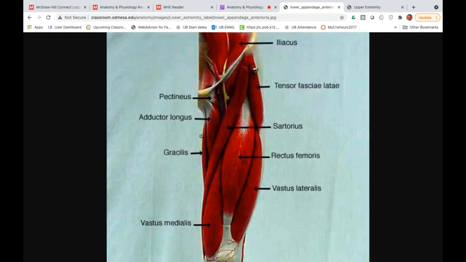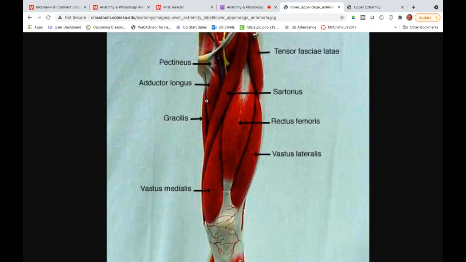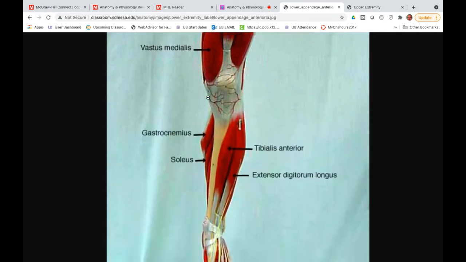On the inner thigh are adductors, right? That means it can move your thigh towards midline. That would be the pectineus, the adductor longus, and the gracilis. There are a few other adductor muscles called the adductor magnus and adductor brevis, but they just adduct the thigh.